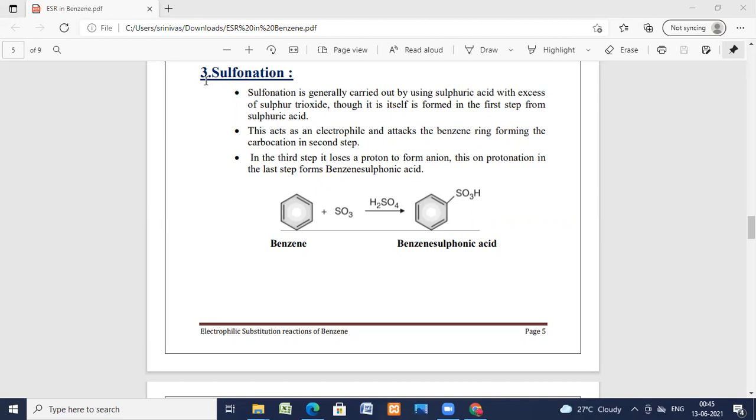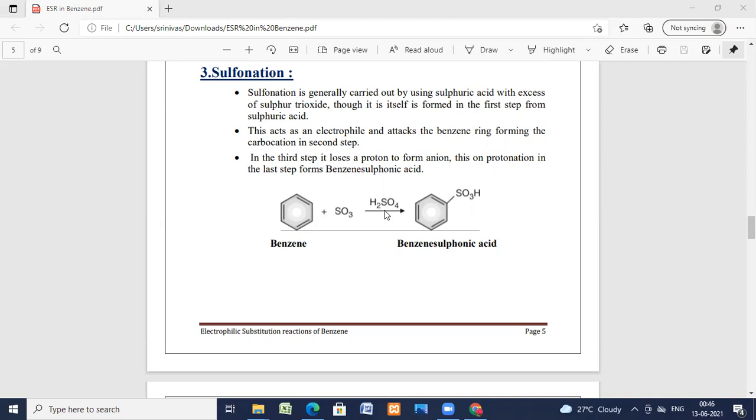Substitution is the replacement of a weaker atom or group by a stronger atom or group. There we have seen three types of substitutions: electrophilic substitution, nucleophilic substitution, and free radical substitution.